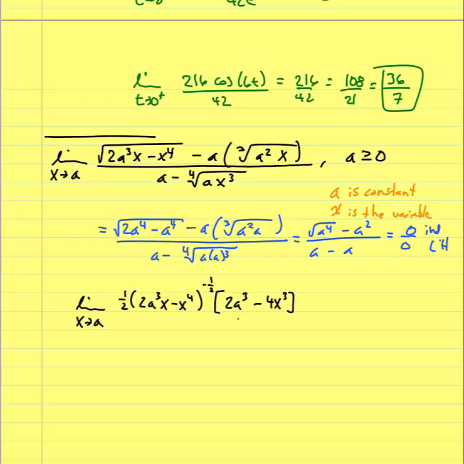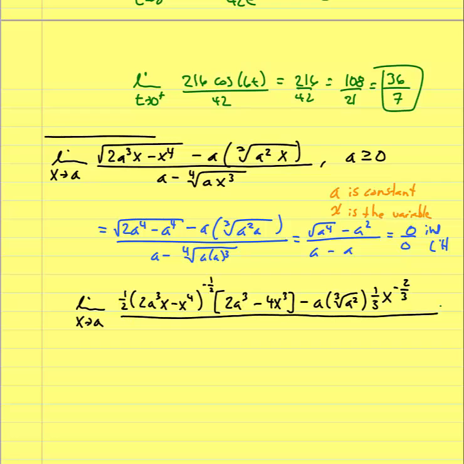Now the second piece. This second piece I'm going to break up into two parts. I have this a that's a constant that I'm going to drag along. I also have this cubic root of a squared that I'm going to drag along because it's a constant. And that leaves me with the cubic root of x. So the derivative of the cubic root of x is 1/3 x to the negative 2/3.